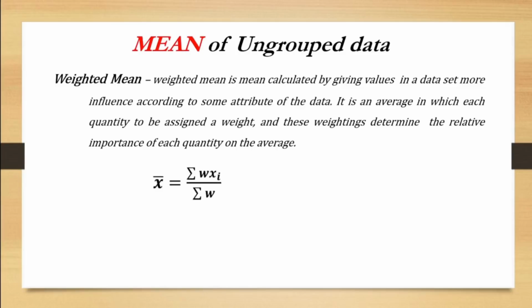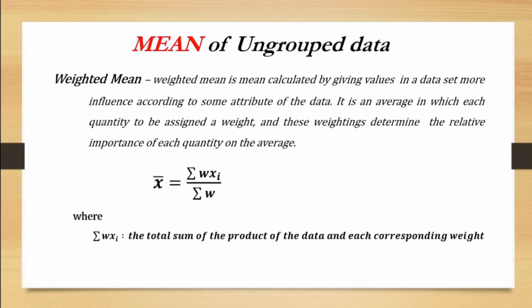And this can be found using the formula: mean is equal to the summation of the weight times the data, all over the summation of the weight, where the summation of the weight times the data is the total product of the data and each corresponding weight, and the summation of the W is the total sum of the weight.